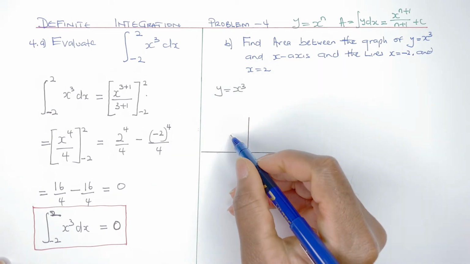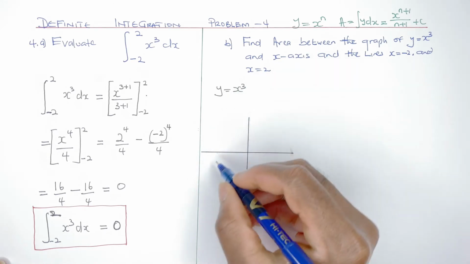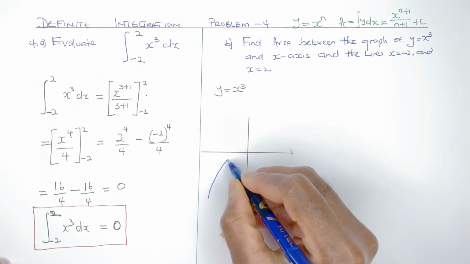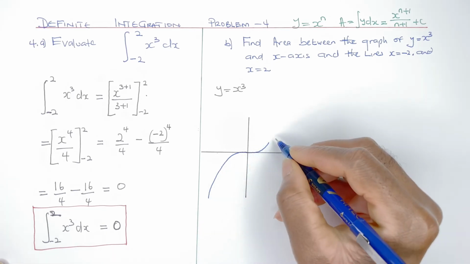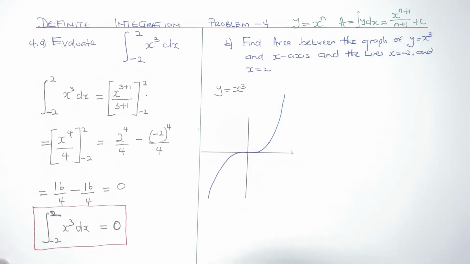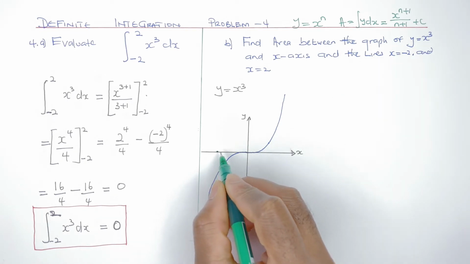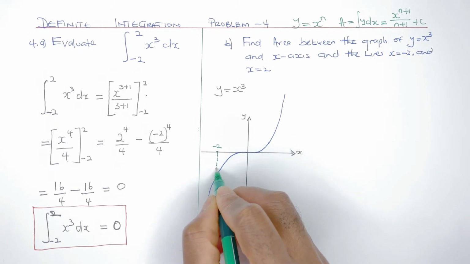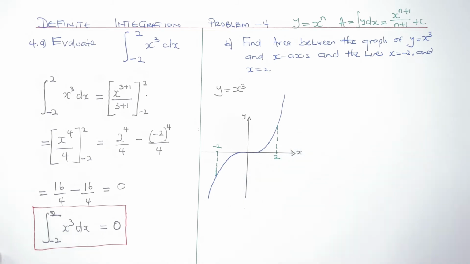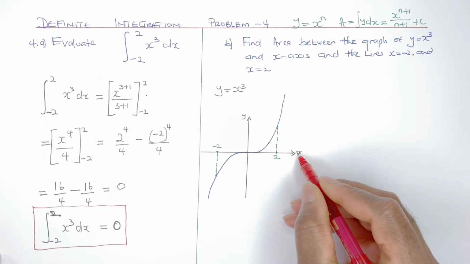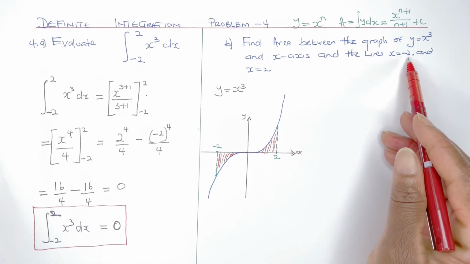Well, this is the first quadrant, second, third, and fourth quadrant. This is a positive a here, so it will start from the third because it's cubic. And the curve will approach the x-axis and go all the way, so that's what the curve looks like. But we're looking for the line x equals minus 2, so x equals minus 2 here, so that's the area between the curve and the x-axis. And we're looking for x equals 2, so x equals 2 here, and the area we're looking for is between the x-axis and the curve. So we want to find the area between x equals minus 2 and x equals 2.